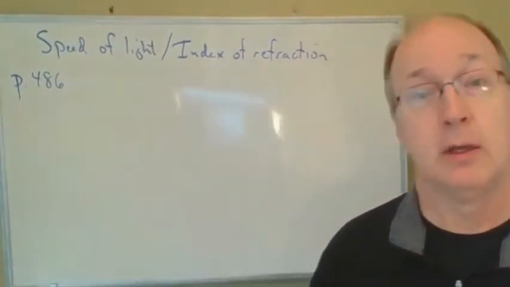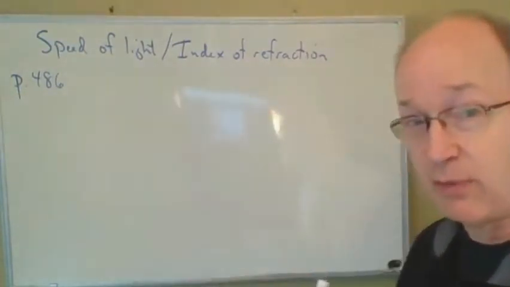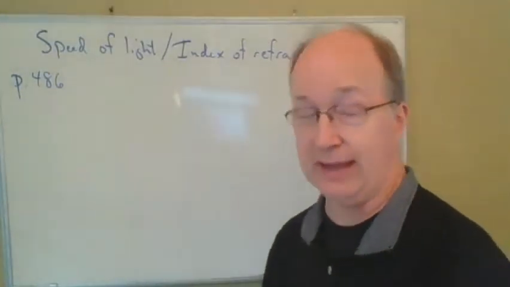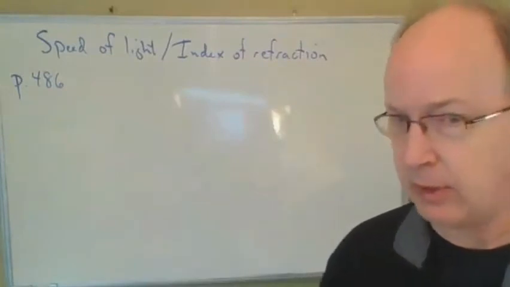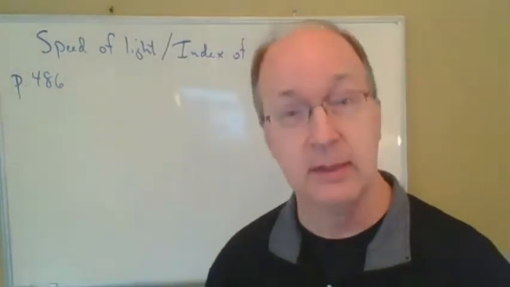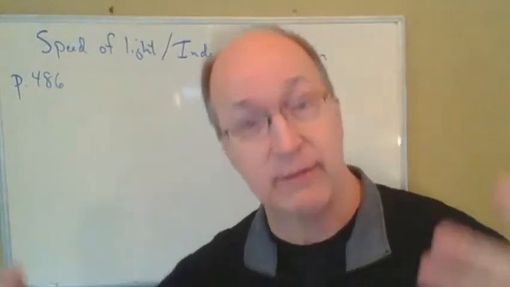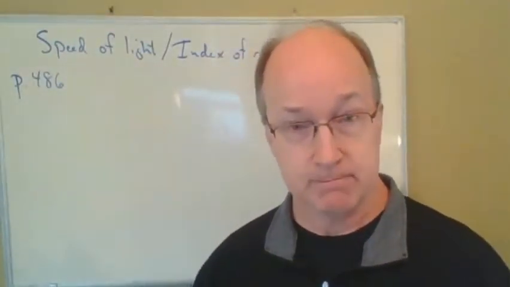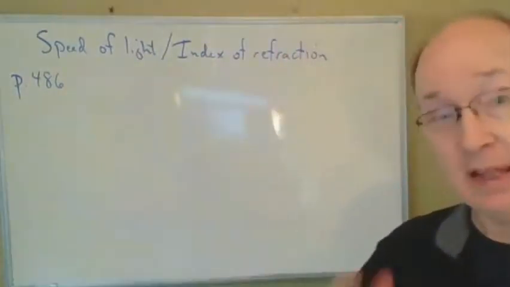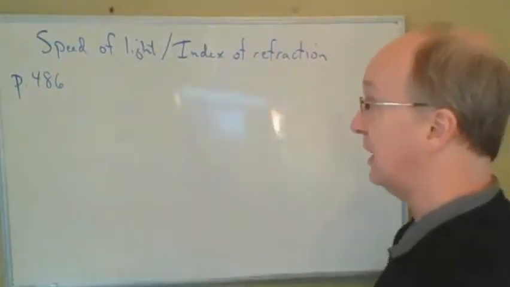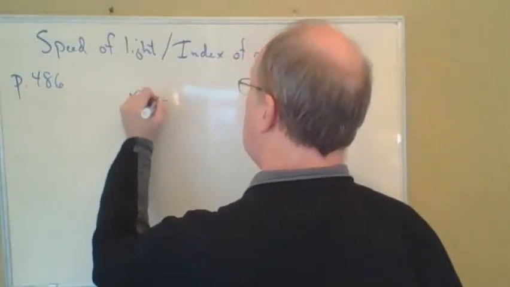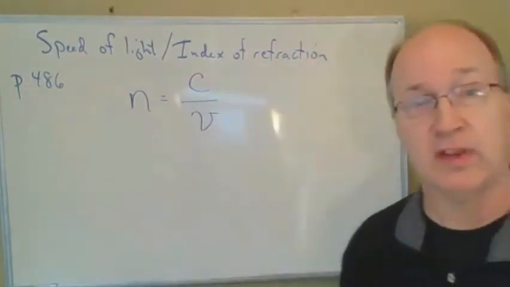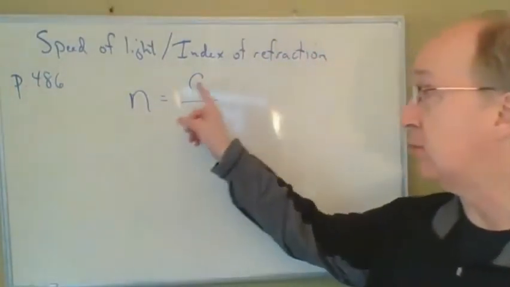Okay. Now, this index of refraction can be calculated if you can measure the speed of light. Now, we can't. We can't measure the speed of light. We don't have the tools for that, but it can be done. Scientists can and have measured the speed of light in a variety of different substances. Okay. And they've discovered this equation, this relationship. N equals C over V. N equals C over V.